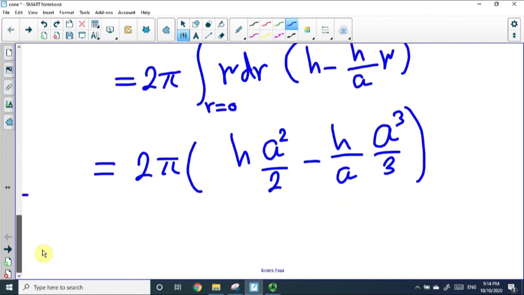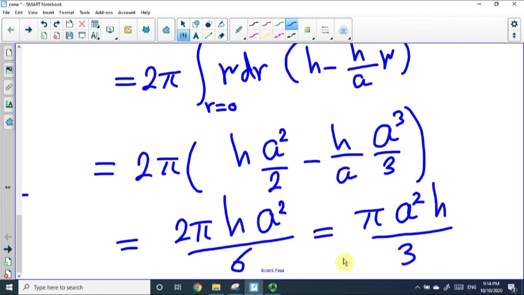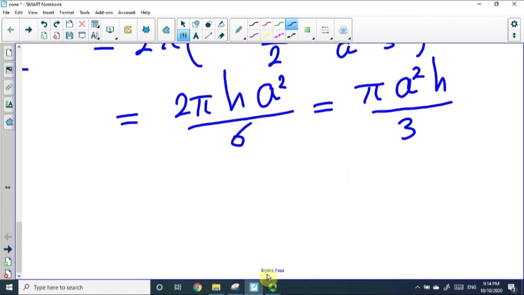Let's just simplify the answer. The answer will be 2 pi. I have h outside. I get a squared. You can see this will simplify to a squared. So I get a squared. And then I get half minus 1 over 3. And that will give us 1 over 6. Simplify for the last time. Gonna get pi a squared h over 3. And that's the famous formula for the volume of a cone.